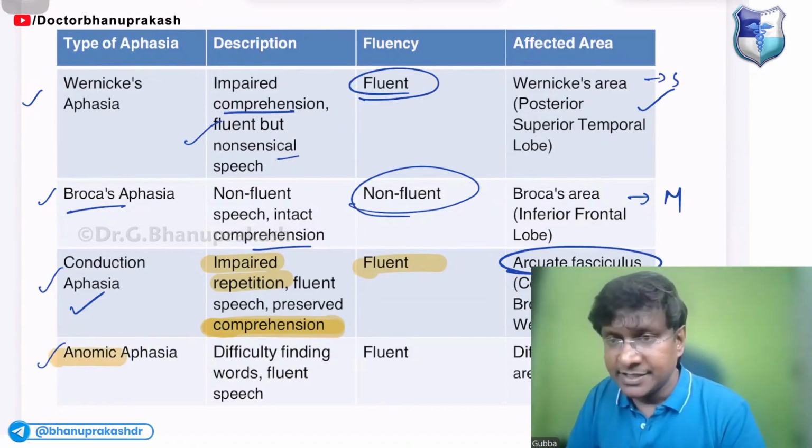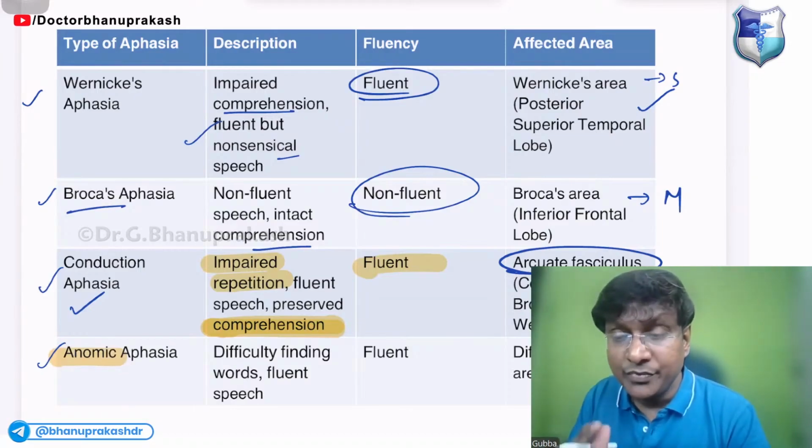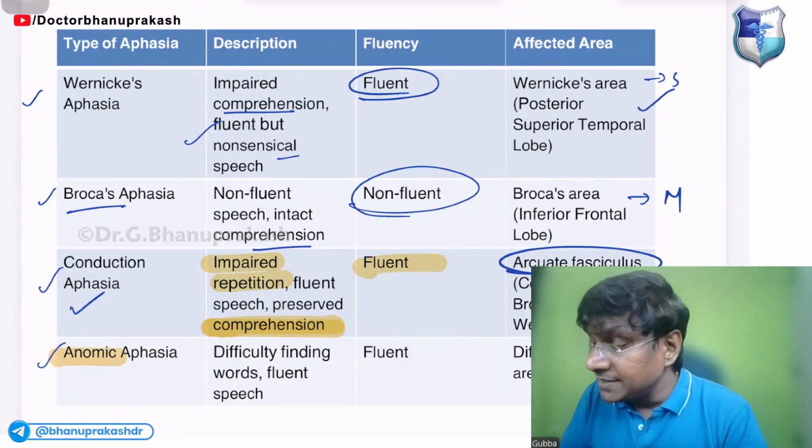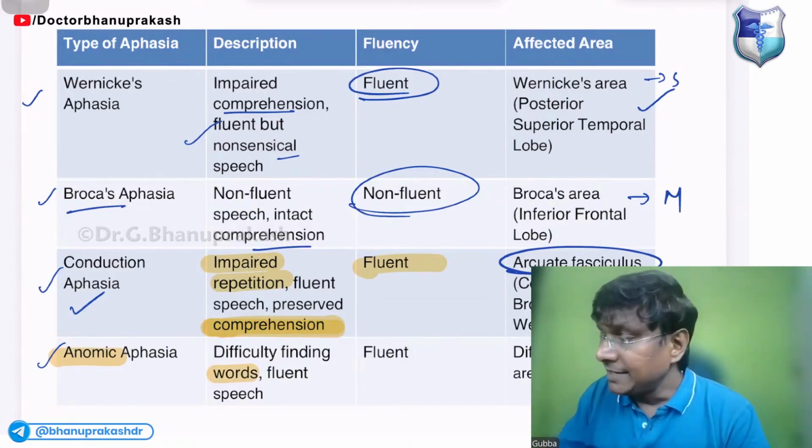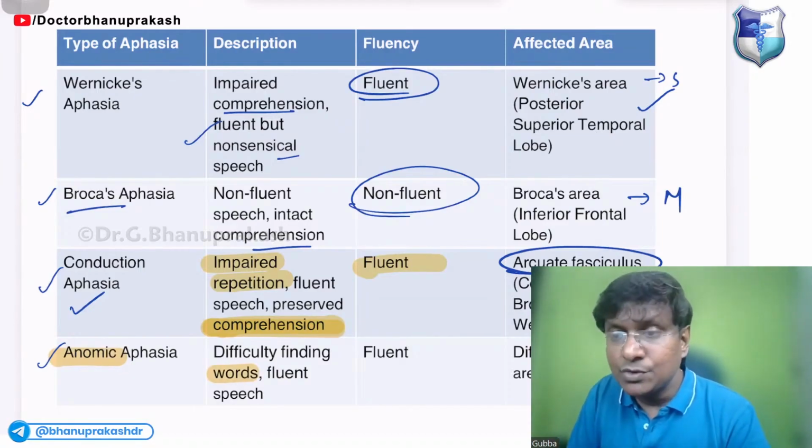Next is anomic aphasia. Anomic aphasia is where the individual will have difficulty in finding words. The speech will be fluent. And which part of the brain is affected? Diffuse cortical areas will have the damage. That is anomic aphasia, where you have difficulty in finding the words.